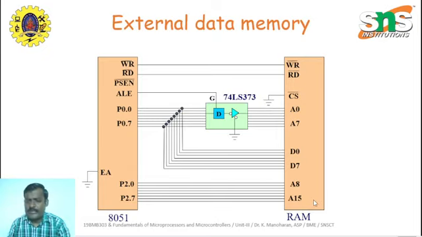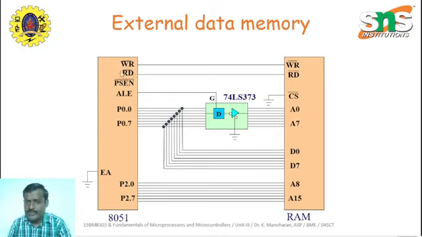RAM has two operations possible. RAM is actually random access memory, so we can access any location at any time. That's why it is called random access. And we are able to perform both read operation and write operation. So we need to give two control signals, one for the read operation and another for the write operation. Look at this: the write control signal and the read control signal.